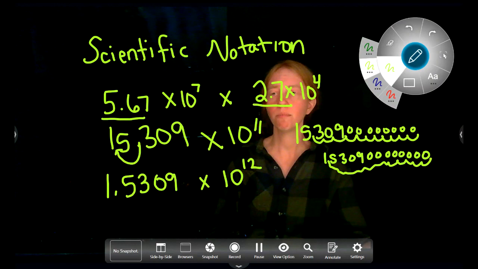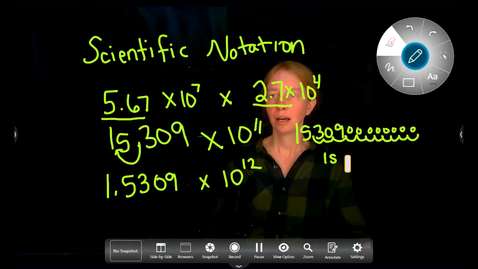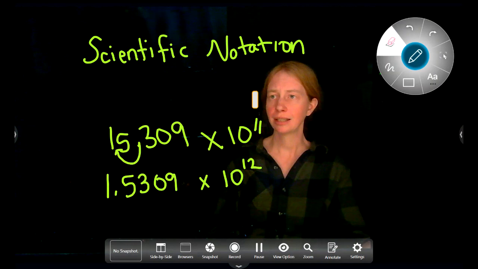So that's an example of multiplying in scientific notation. I'm going to give one more example of that.